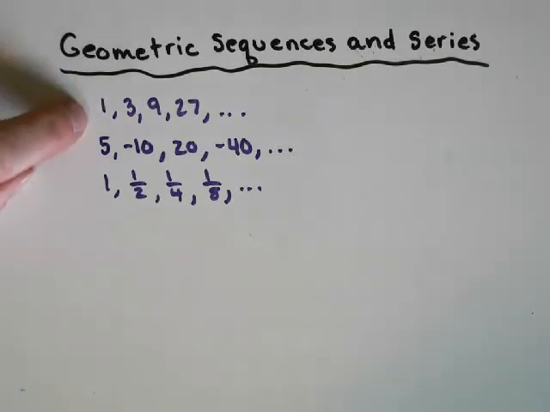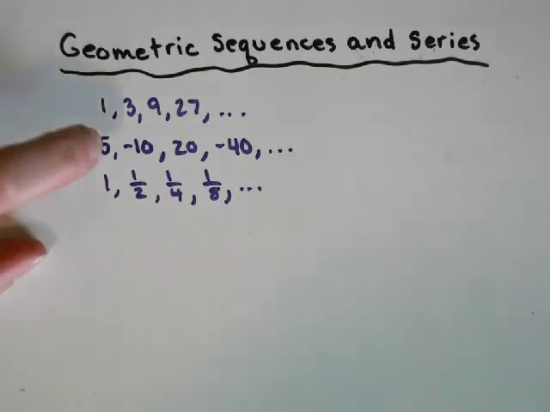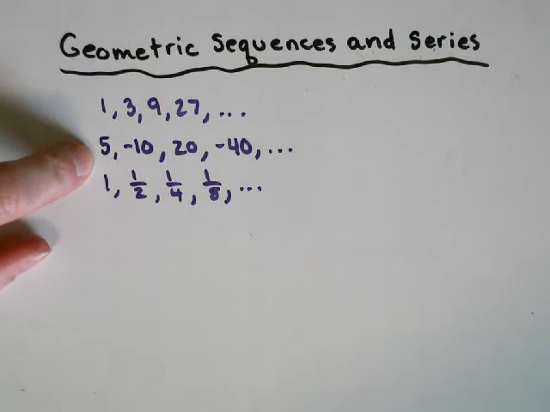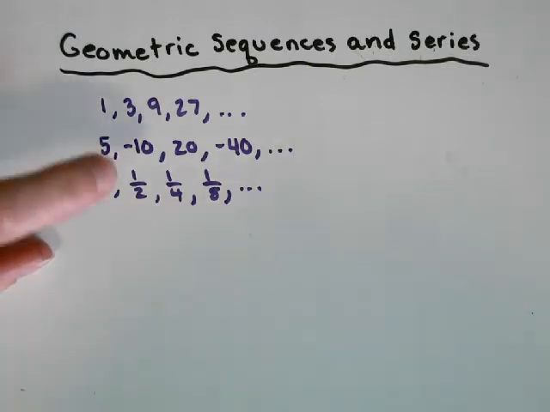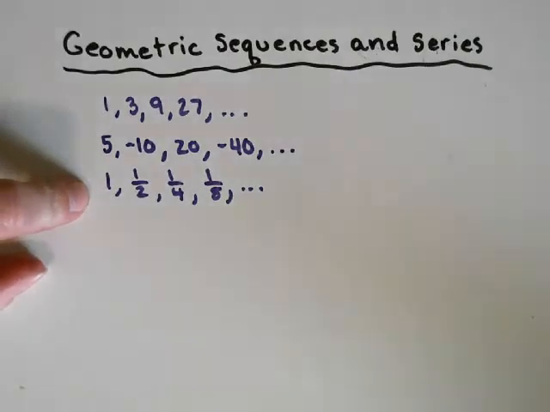So here I'm multiplying by 3 to get to the next term. Here I'm multiplying by -2, so it alternates between positive and negative numbers. Here I'm multiplying by 1/2.